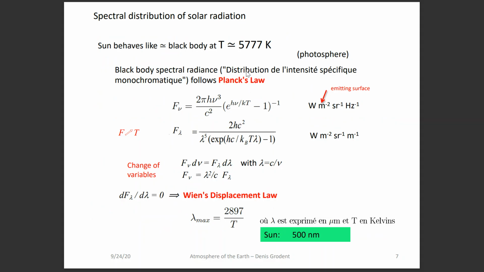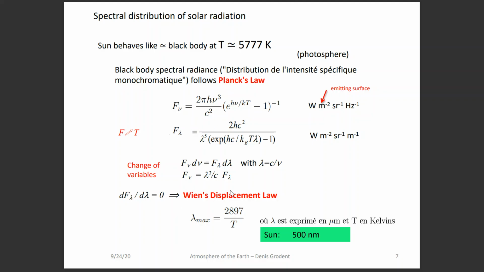Black body spectral radiance distribution follows Planck's law. So the sun emits following Planck's law. We'll see it later on also. This was derived by Planck and led to the UV catastrophe, and this is the birth of quantum mechanics, etc. So this law is quite accurate for the sun. It depends on temperature and obviously on the wavelength.